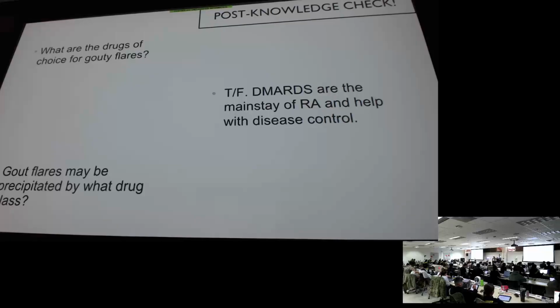True or false? DMARDs are the mainstay of RA and help with disease control. Absolutely slam dunk. Gout flares may be precipitated by what drug class? Got it.